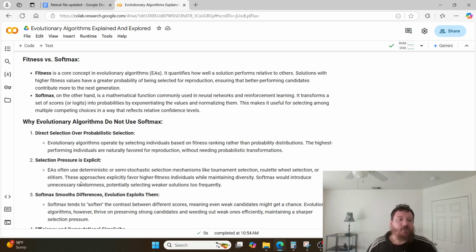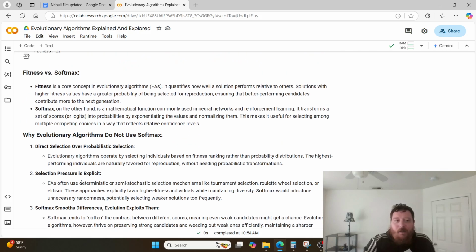Softmax, on the other hand, is a mathematical function commonly used in neural networks and reinforcement learning. It transforms a set of scores or logits into probabilities by exponentiating the values and normalizing them. This makes it useful for selecting among multiple competing choices in a way that reflects relative confidence levels.